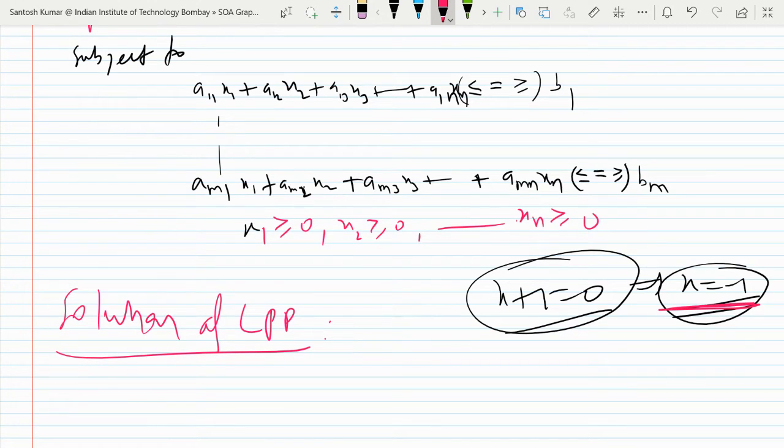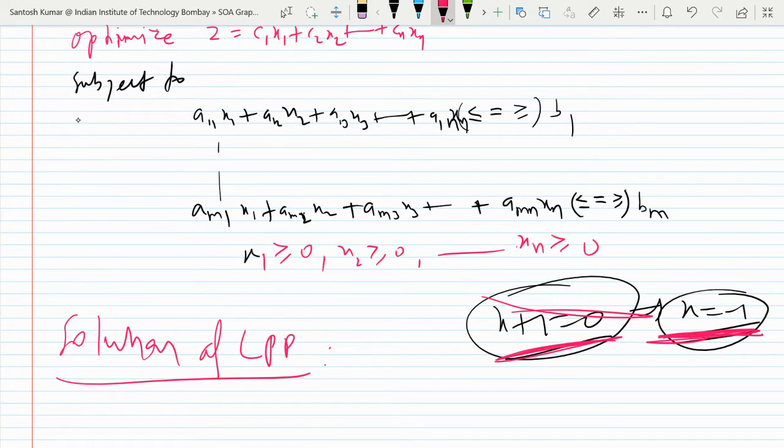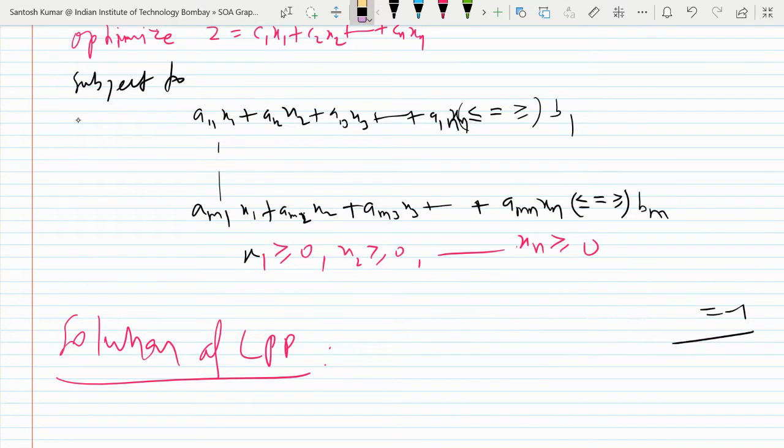So a solution is the value of the variable, if you have only one, or if it contains more than one variable, then a set of values which satisfy some equation. So if we think about the solution of LPP, the solution is the set of values of x1, x2, xn that satisfies these constraints.